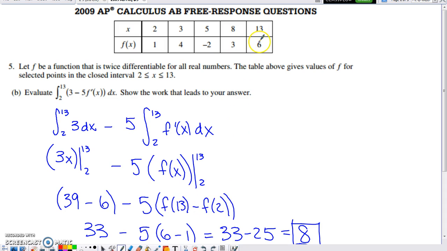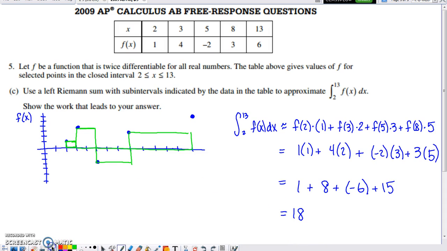Well, those values are listed for me in the table. F of 13 is 6, so I replaced f of 13 with 6. F of 2 is 1, so I replaced f of 2 with 1. And I simplified further, so as I've mentioned several times already, I could have left this as a great big mess of an expression once I pulled the values out of the table that I needed. I did simplify, and I got down to 8, which is the correct answer, but on the actual AP exam, on non-calculator free response questions, you can leave those pieces unsimplified.